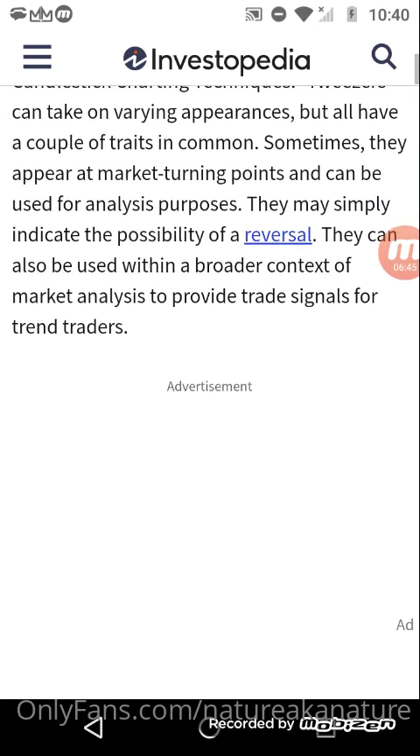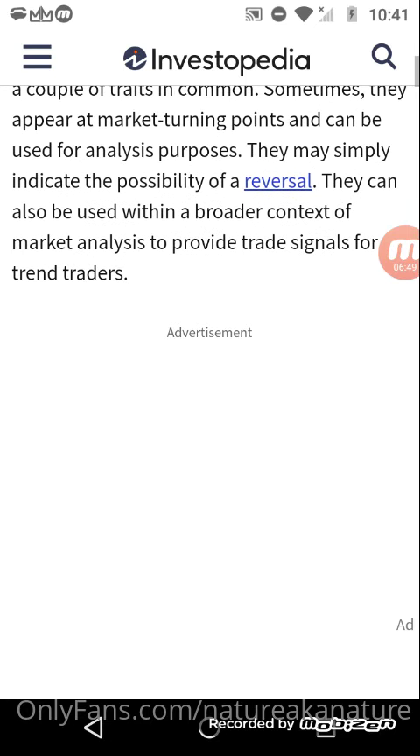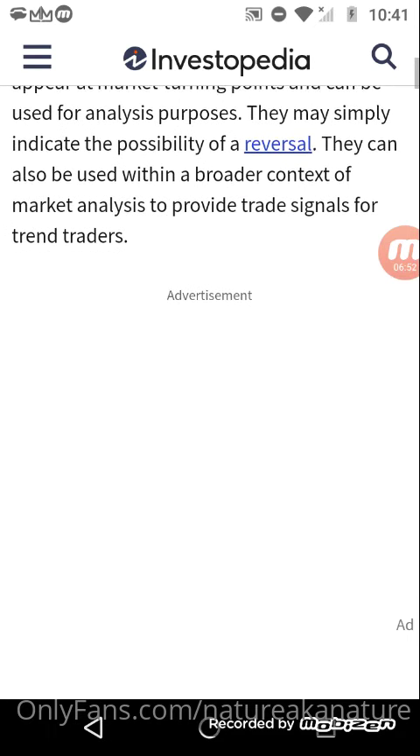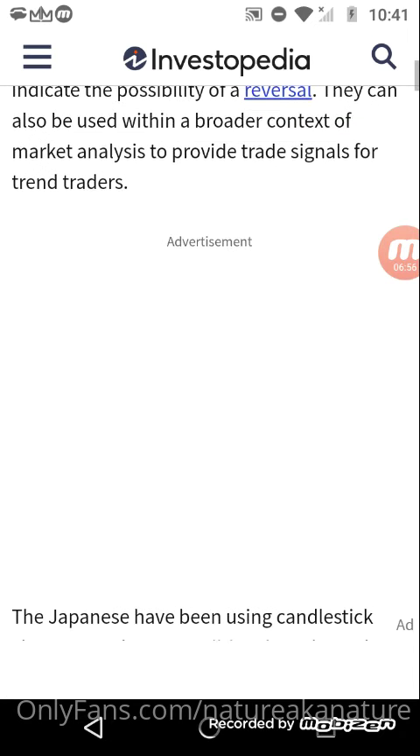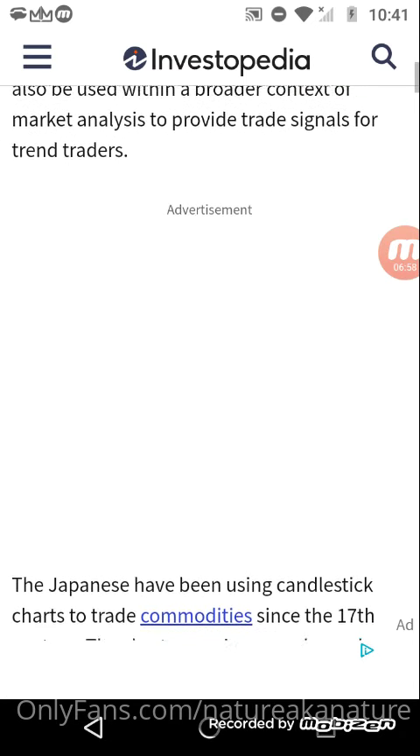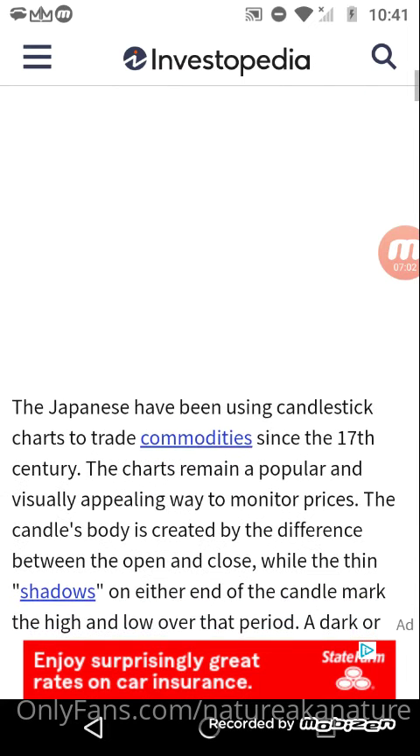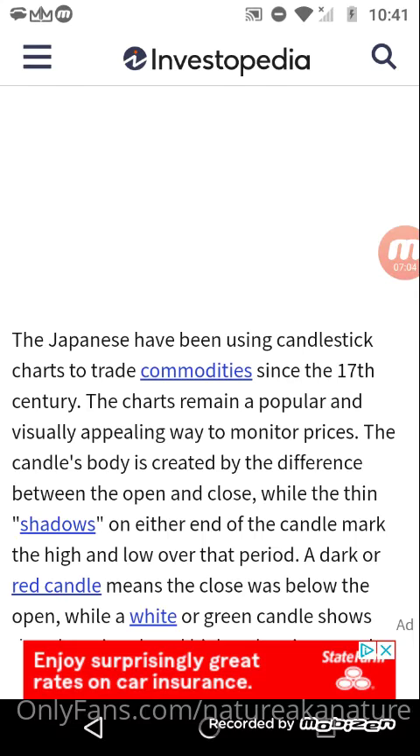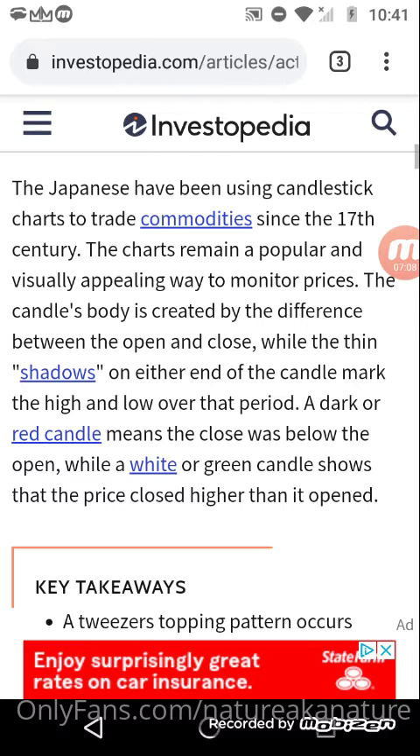So the key takeaway is that a tweezer top pattern occurs when the highs of two candlesticks occur at almost exactly the same level following an advance. The tweezer bottom occurs when two back-to-back candles have very similar lows. Like many other candlestick patterns, tweezers occur quite frequently. So tweezers are more meaningful as part of other trends, especially pullbacks.